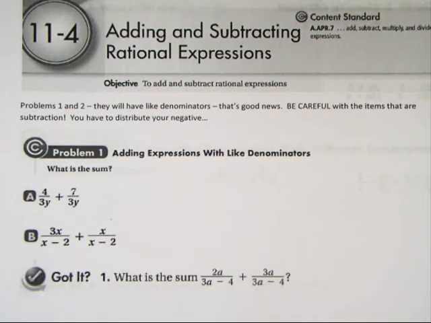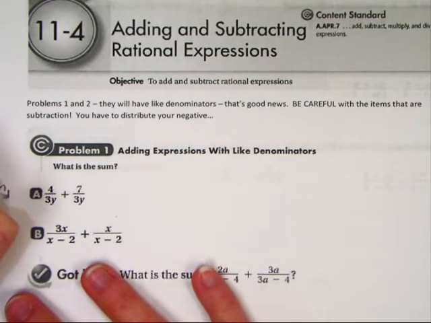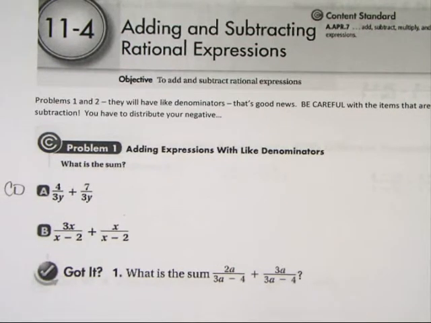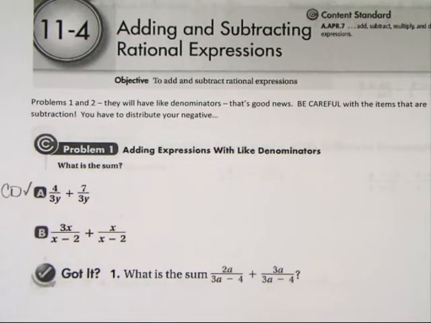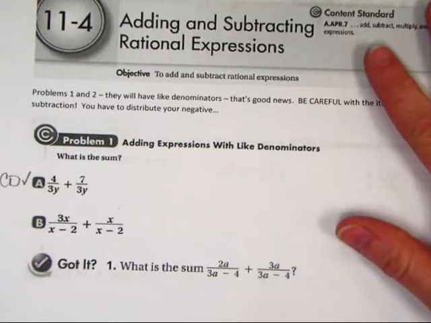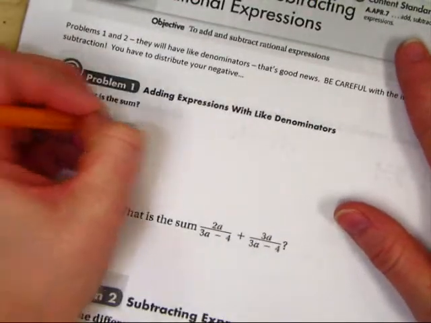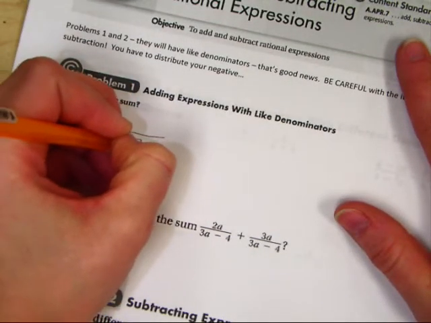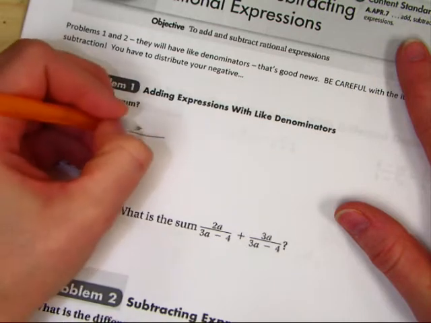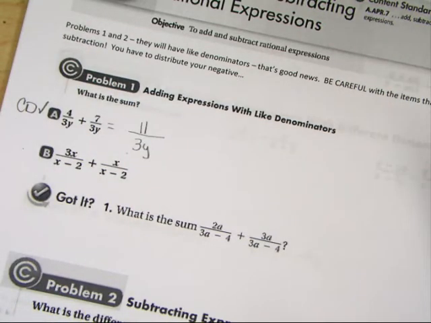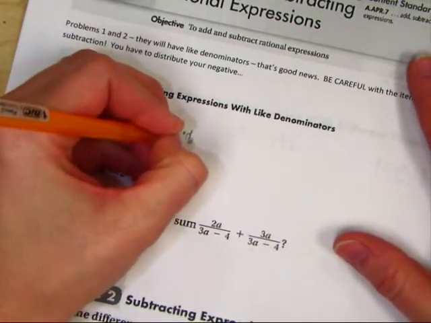Let's take a look at problem 1a. In problem 1a, the first thing I'm going to notice, I'm going to use the letters CD, and CD stands for common denominator. In letter A, we do have a common denominator of 3y. Just like in old school fractions, if you have a common denominator, it stays your denominator, and you simply add the tops. Now, after you add 4 plus 7 is 11, you need to check if it reduces.